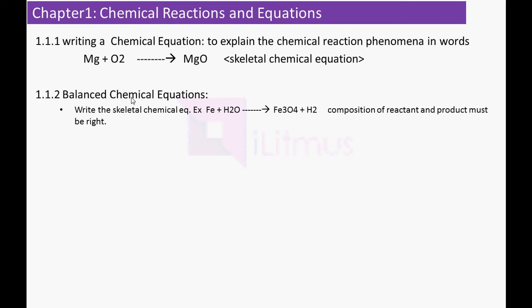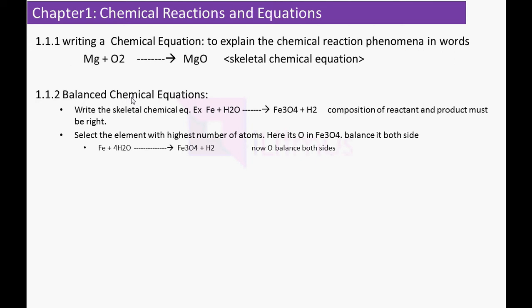So how do we do that? Select the element with the highest number of atoms, either on the reactant side or product side. You select the atom which has the maximum number. So in the above reaction you can see oxygen on the right side in Fe3O4 is the maximum, 4 atoms. So first balance it. So what you need to do, left side in H2O you multiply by 4.